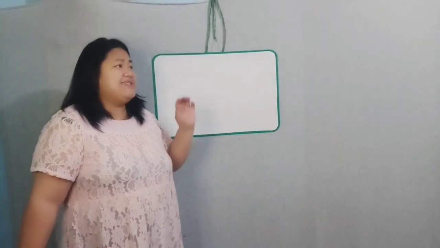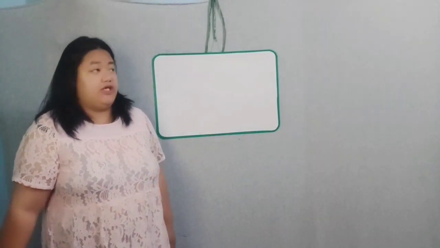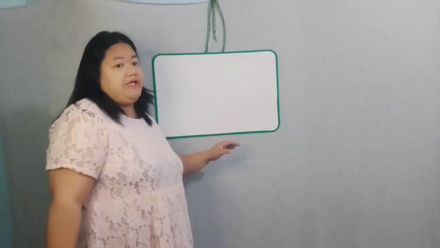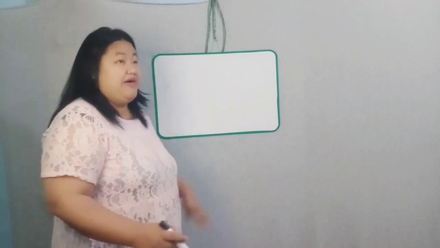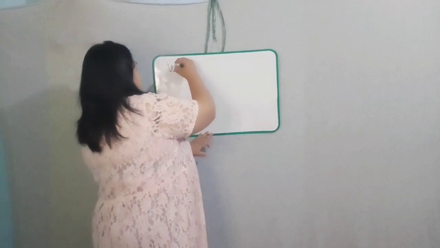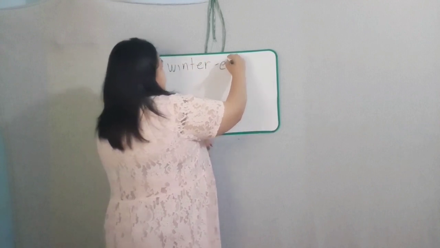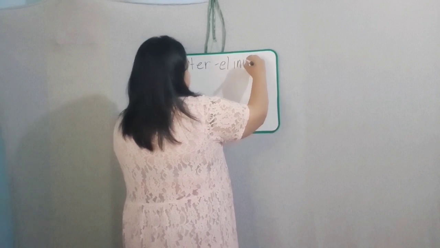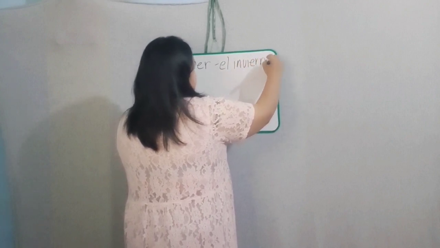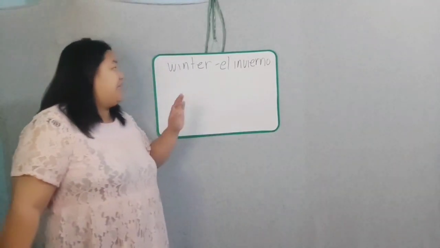Okay? Let's add in our discussion today the seasons of the year. Here in the Philippines, we only have 2 seasons, the wet and the dry season. But for weather in other countries of the world, they have 4 seasons. So let's discuss the 4 seasons. We have winter, which is el invierno. Again, that's el invierno.